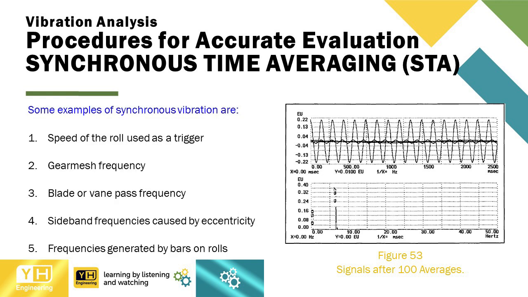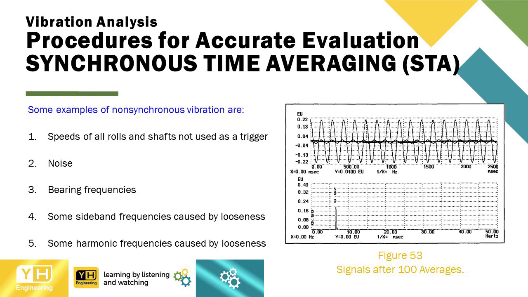Some examples of synchronous vibration are: Number 1, speed of the roll used as a trigger. Number 2, gear mesh frequency. Number 3, blade or vane pass frequency. Number 4, sideband frequencies caused by eccentricity. And number 5, frequencies generated by bars on rolls.